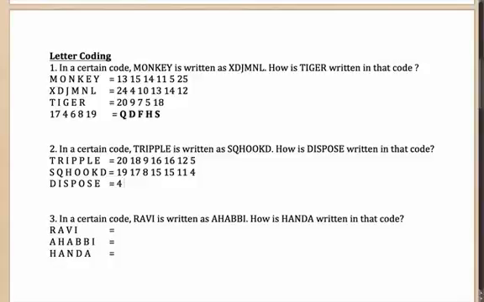So that is what you need to do for dispose as well. And what is dispose? D is 4, I is 9, S is 19, P is 16, O is 15, S is 19 again. I'm sorry, made a mistake. S is 19 here. And E is 5. Guys, I'm prone to make these silly mistakes.